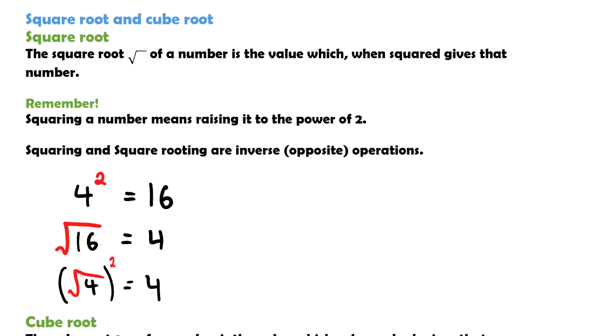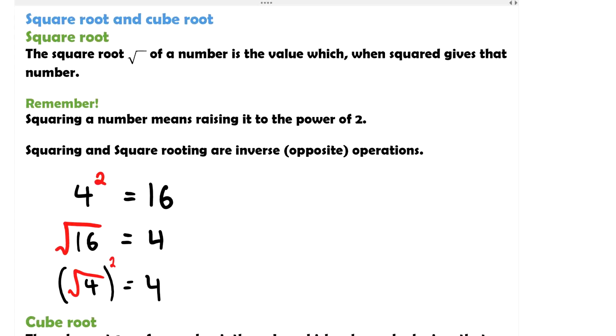In this video, we're looking at the square root and the cube root. A square root of a number is the value which squared gives that number. Remember, squaring a number means raising it to the power of 2. It is also important to note that squaring and square rooting are what we call inverse or opposite operations, and essentially that means they cancel each other out.